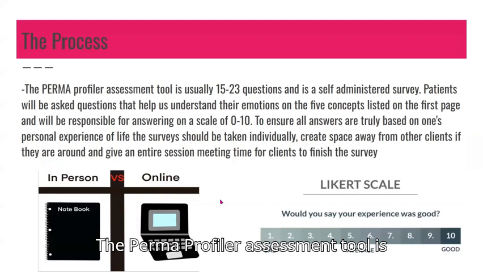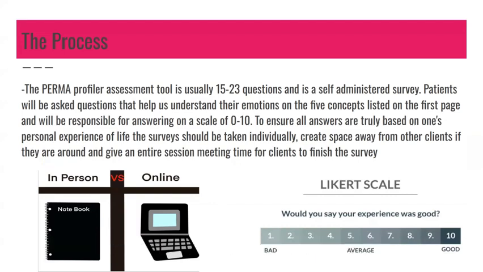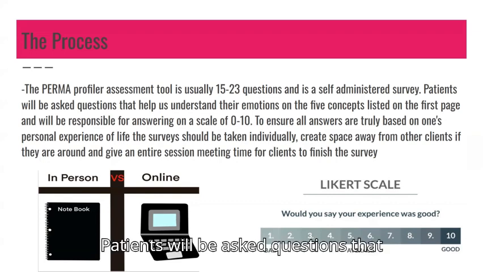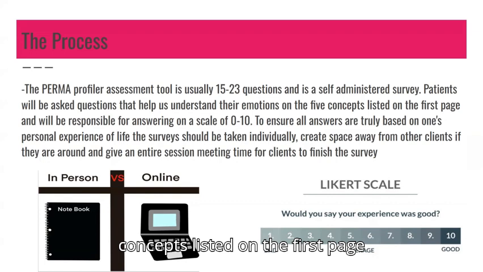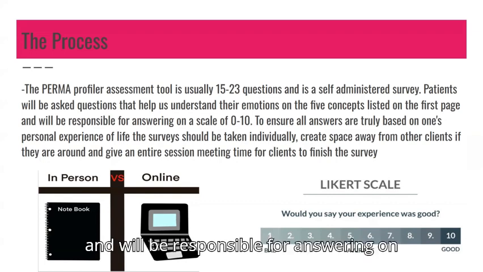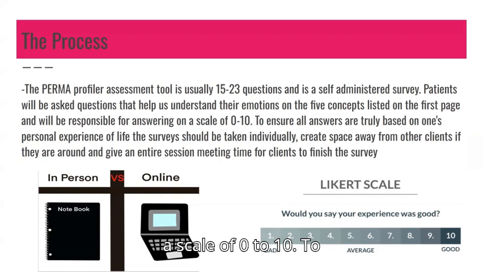The PERMA Profiler assessment tool is usually 15 to 23 questions and is a self-administered survey. Patients will be asked questions that help us, his care team, understand their emotions on the five concepts listed on the first page, and will be responsible for answering on a scale of 0 to 10.